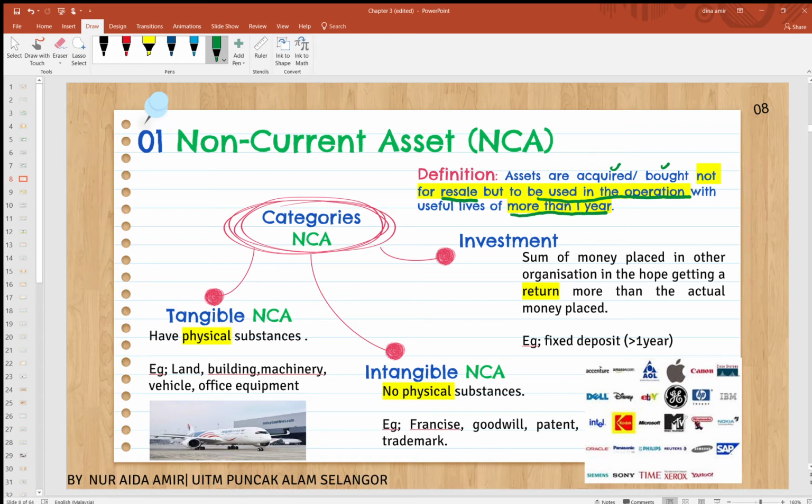For example, sini macam, okay, non-current asset ni adalah salah satu asset yang you beli, you dapatkan bukan untuk you jual balik, tetapi untuk guna dalam operation you. Operation business you. Di mana aset tu ada jangka masa hayat yang lebih daripada 1 tahun. Hayat dia adalah macam, dia guna untuk jangka masa yang panjang. Benda tu tak akan rosak dalam jangka masa yang singkat. Itu adalah non-current asset. Okay.